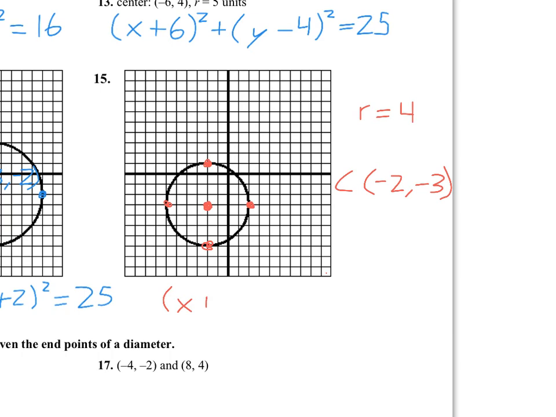So the equation of the circle is going to be x plus 2 squared plus y plus 3 squared equals, and then 4 squared is 16.